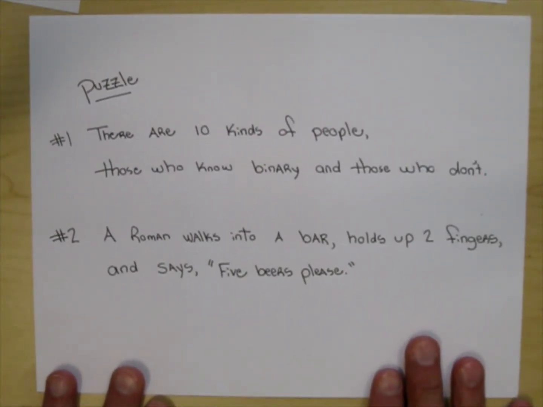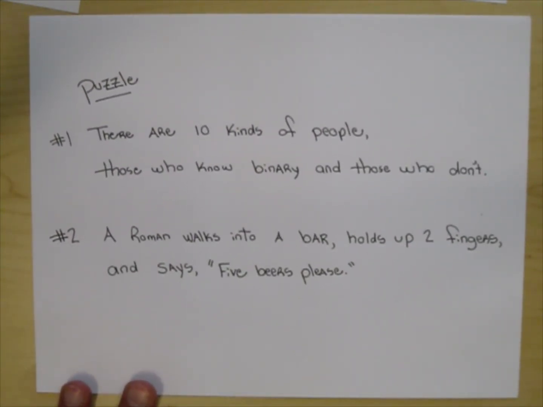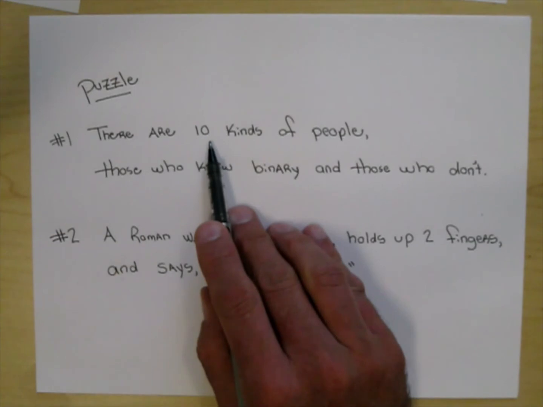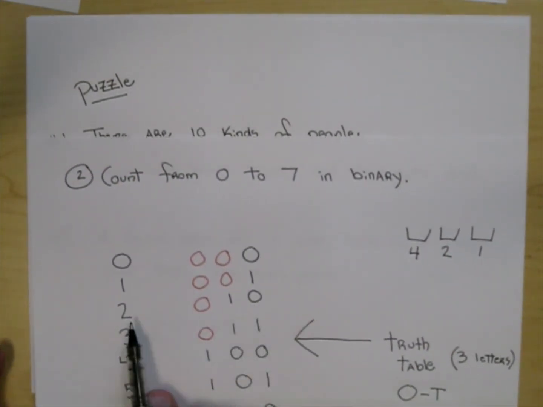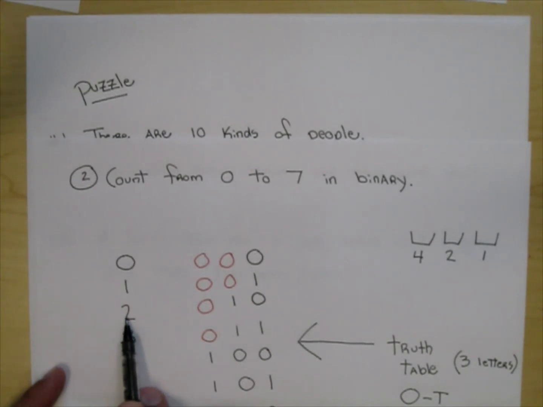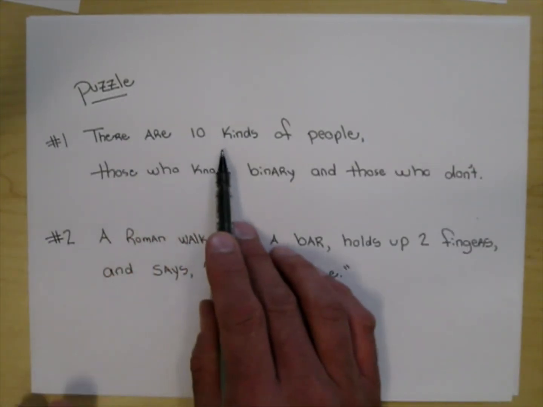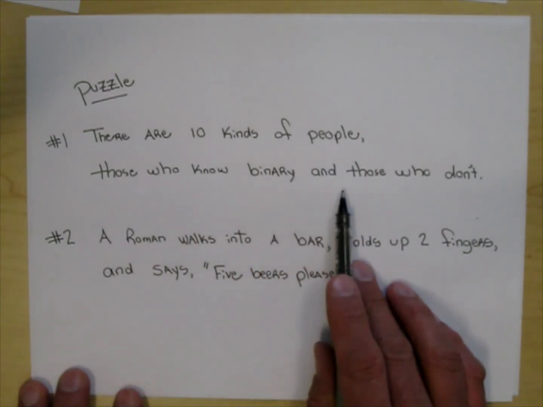There are 10 kinds of people. Those who know binary and those who don't. Well, maybe we shouldn't be saying 10, because now we know about binary. 10 is really what? It's really 2. And then we wouldn't say 10, it's 1, 0, so 2. There are 2 kinds of people. Those who know binary and those who don't.